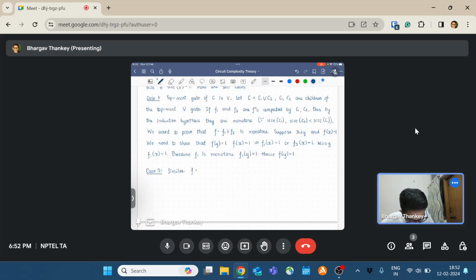F is equal to F1 and F2. So F of x equals 1 implies F1 of x equals 1 and F2 of x equals 1, which implies F1 of y equals 1 and F2 of y equals 1, which in turn implies F of y is 1. So is this fine? Yeah.